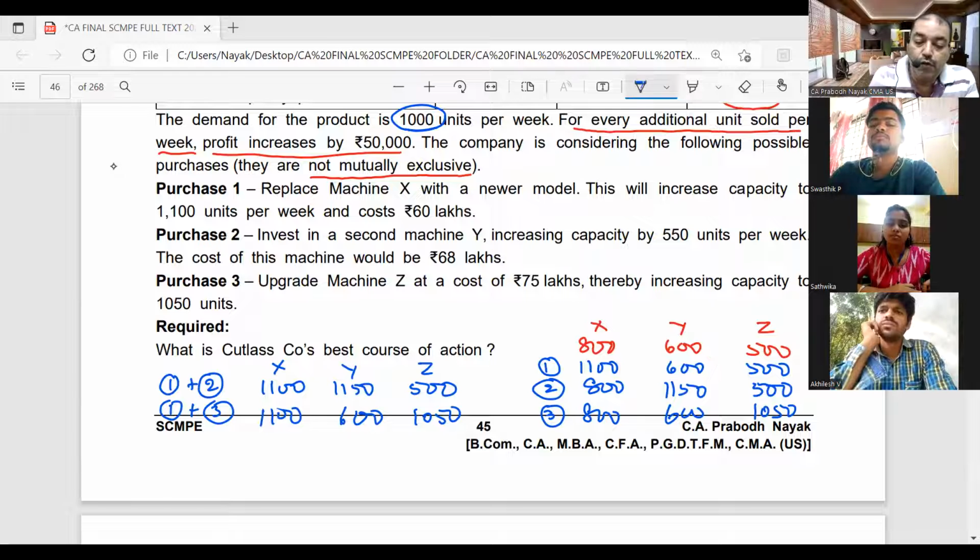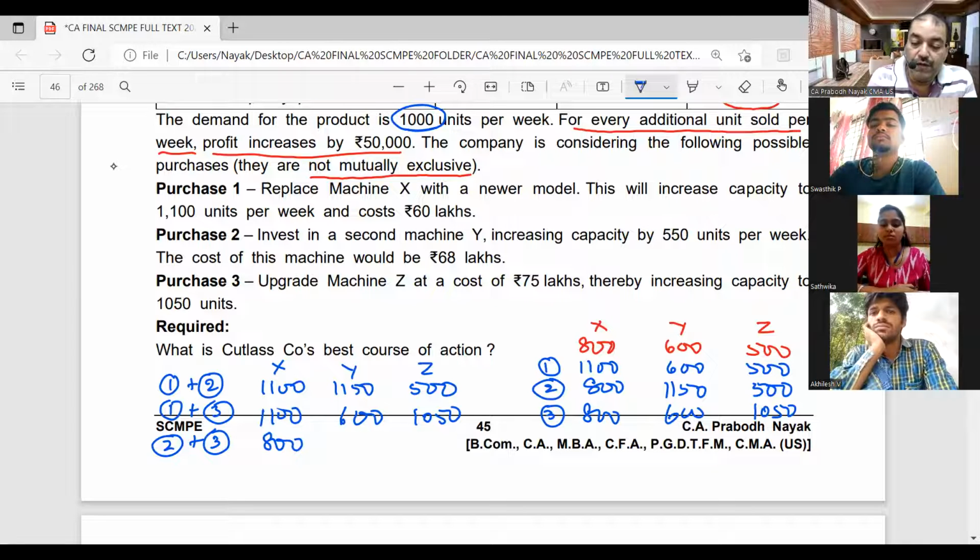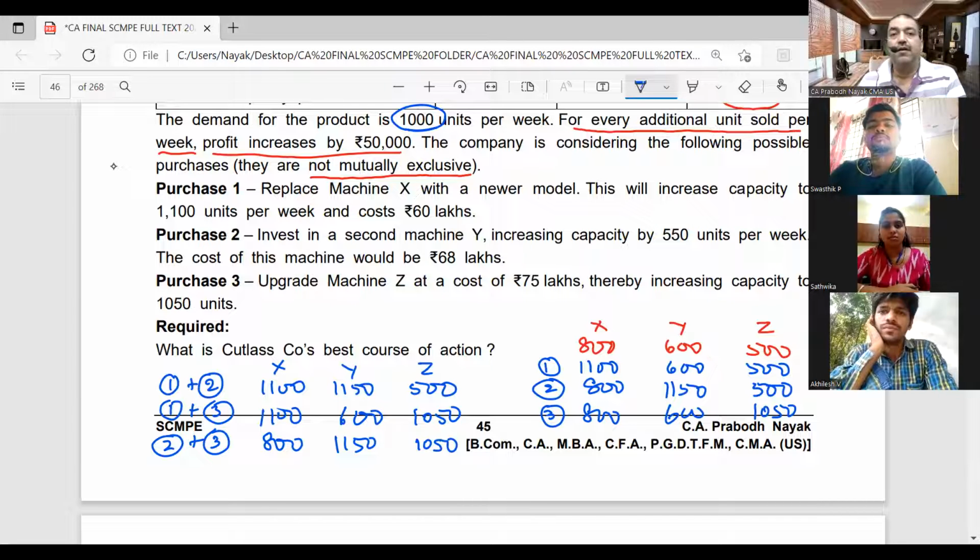So my production will be again restricted to 600 only. So what will happen if I do 2 and 3? If I do 2 and 3, X will be 800, Y will be 1150, Z will be 1050. Is my problem solved? No. Now X becomes a bottleneck activity, restricting my production to 800 units. But I want 1000 units. Problem is not yet solved. So whether I take individual options, then also the problem is not solved. If I take 2 at a time, then also it is not solved.